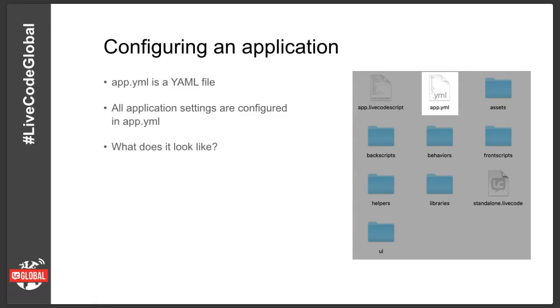Okay, so that's how you organize your application. Let's look at configuring an application. The app.yml file is a YAML file, and that's what brings the application together. So all of your application settings are configured in the app.yml file. And let's take a look at what that looks like.